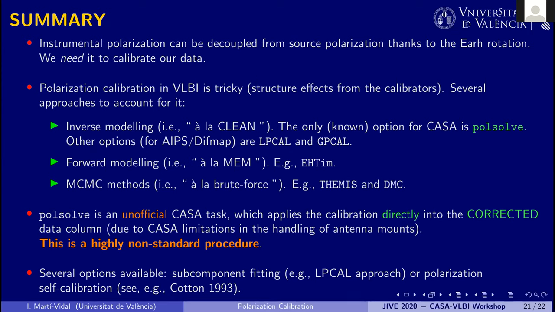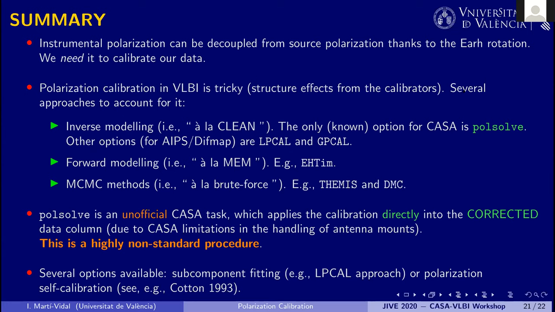So instrumental polarization can be decoupled from source polarization thanks to the Earth rotation. I think we are lucky enough that the feeds rotate with the frames such that we can decouple one from the other. Okay, we need this Earth rotation to calibrate our data. Okay, this is not like normal self-calibration. Okay, this is more tricky than that. Polarization calibration in VLBI is especially tricky because there are structure effects from the calibrators, okay? We have resolved polarization calibrators.